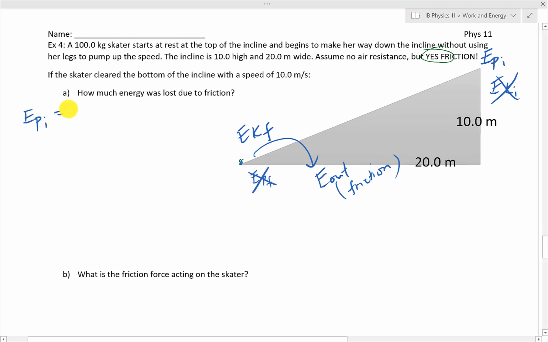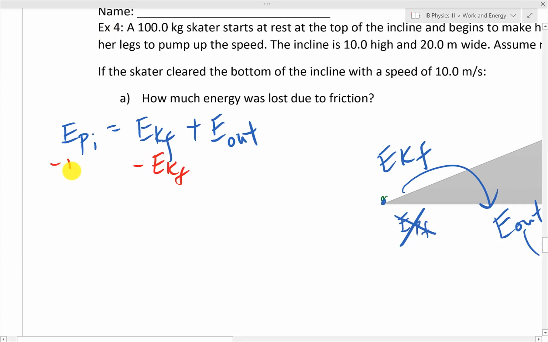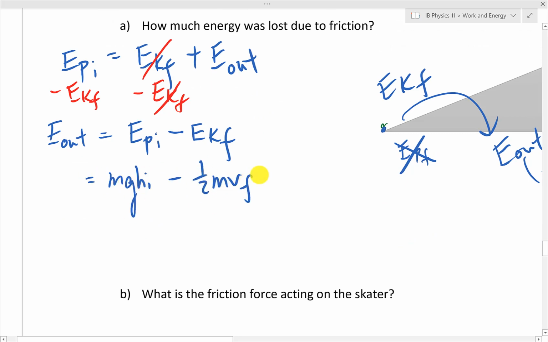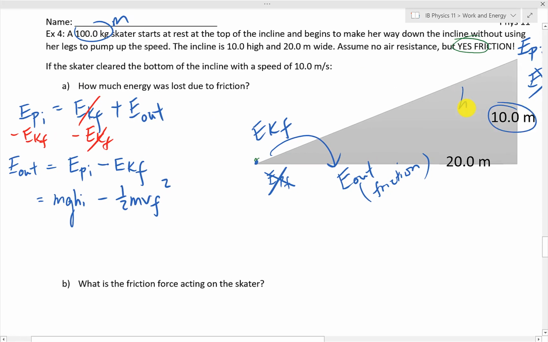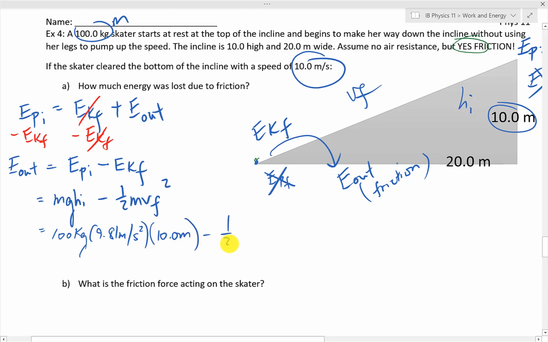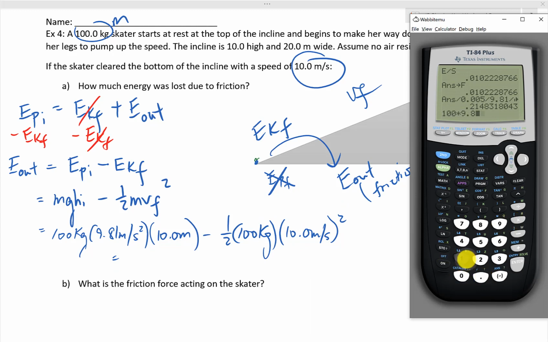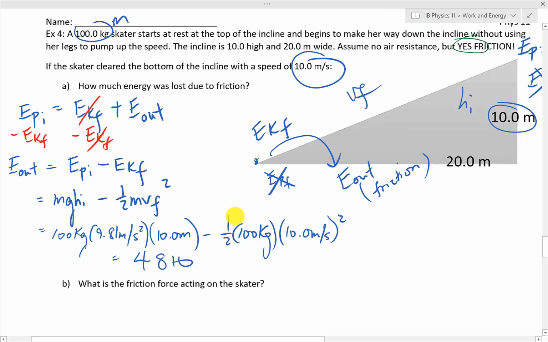So if we have initial energy equals final energy, that is potential energy equal to kinetic final energy and the energy leaving our system. So solving for the energy out, we get the following, and then to put in potential and kinetic energy equations, we get the following there as well. Substituting mass as 100 kilograms, the height is 10 meters above the ground, as well as the speed is 10 meters per second at the very end. Putting all those values into our calculator to solve for the energy out, we get 4,810 joules.